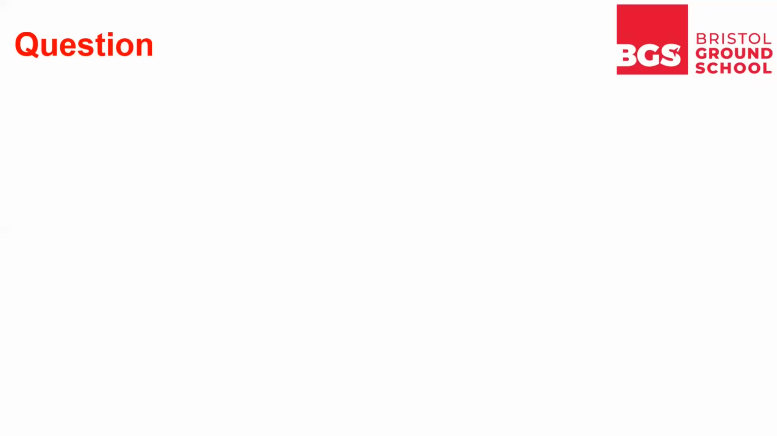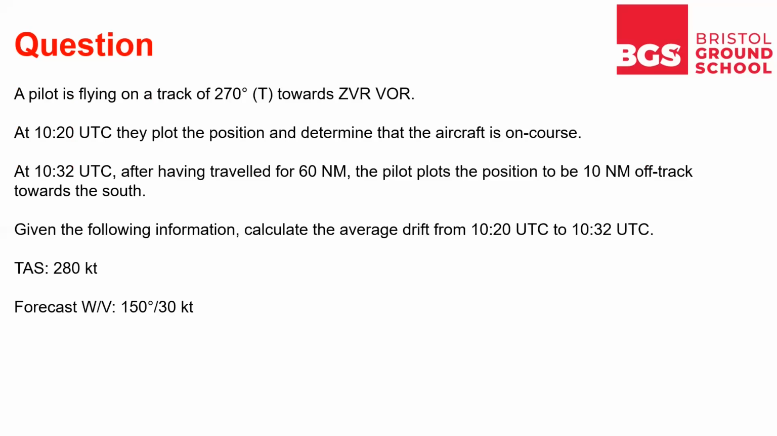This GNAV question concerns the difference between a track error angle and the drift affecting an aircraft on a particular leg. The question reads as follows. A pilot is flying on a track of 270 degrees true towards the Zulu Victor Romeo VOR. At 10:20 UTC, they plot the position and determine that the aircraft is on course.